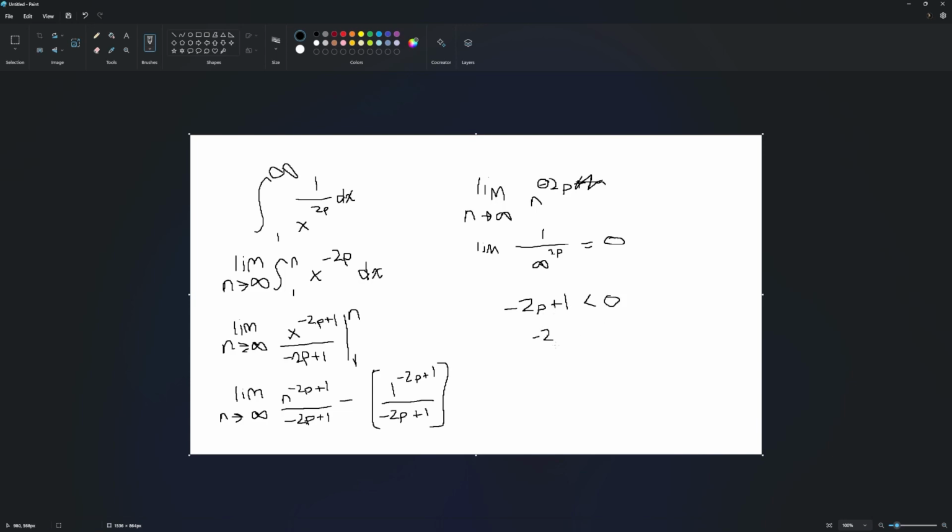And now we can just find p. Negative 2p is less than negative 1. When you divide by negative 2, don't forget that the greater than or less than symbol flips, and we get our answer that p is greater than 1/2. So as long as p is greater than 1/2, not equal to, not less than, it will be convergent. And that'll be our answer for number 9.